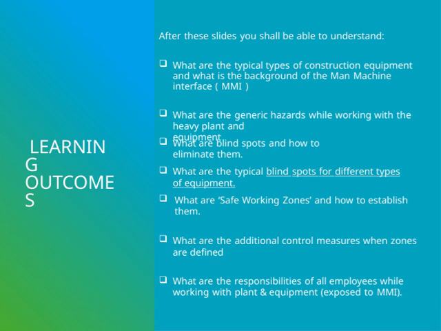So, what exactly are blind spots, and how can we eliminate them? Blind spots are areas that the operator cannot see, which can lead to dangerous situations. To eliminate them, we can use mirrors, cameras, sensors, and ensure proper training. Regularly checking and maintaining these safety devices is vital. After covering these points, you'll be able to understand the common types of construction equipment and the background of the man-machine interface. You'll also learn about the typical hazards encountered when working with heavy plant and equipment. This knowledge is essential for creating a safer work environment for everyone involved.